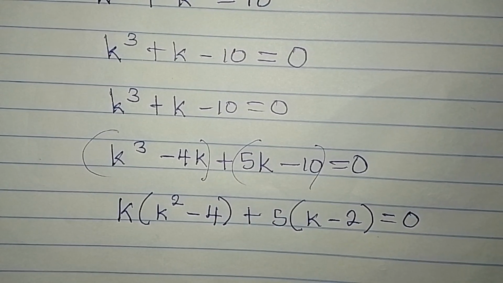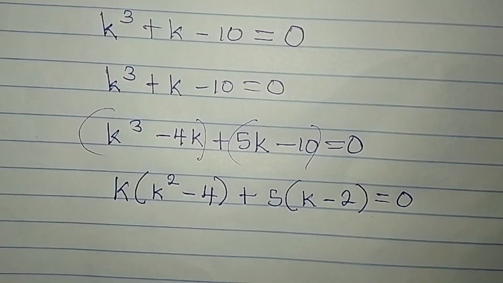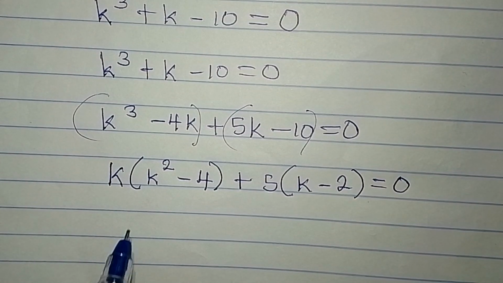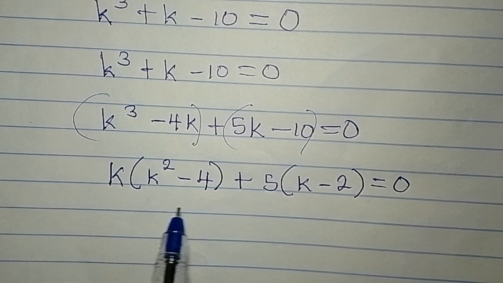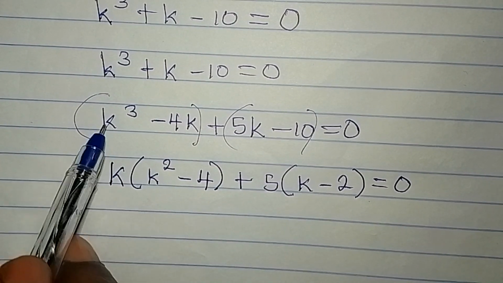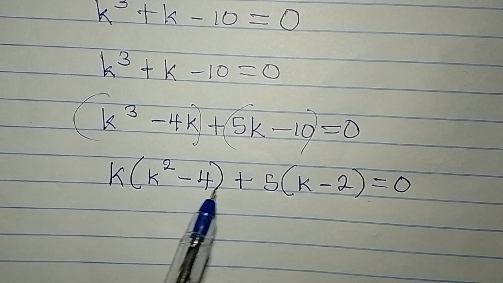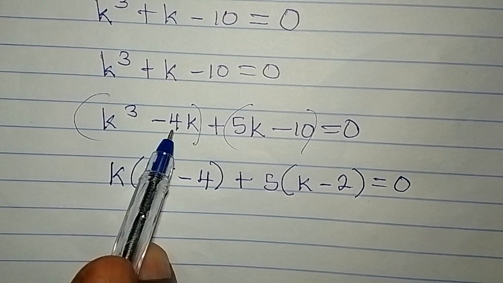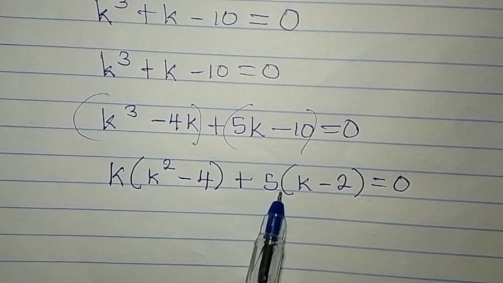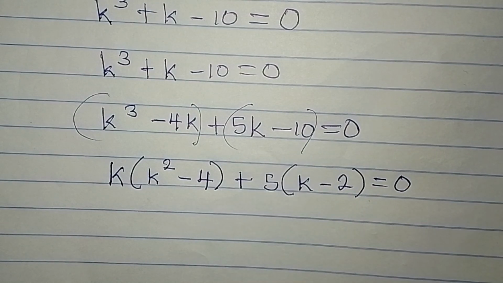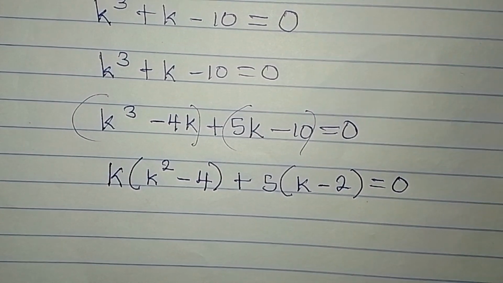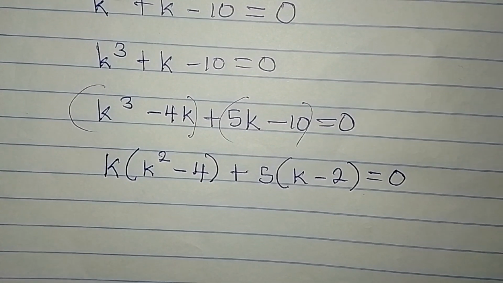Now, after factorizing, how do you know you're right or wrong? You can try to open the bracket and see. K times k squared is k to the power 3. K times minus 4 is minus 4k. 5 times k is 5k. 5 times minus 2 is minus 10. So you can see that we are okay with our factorization.